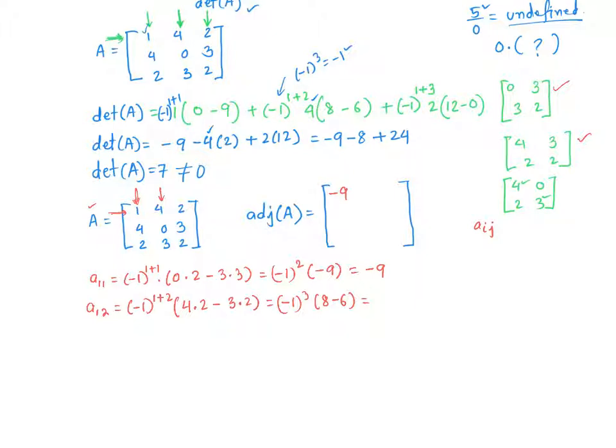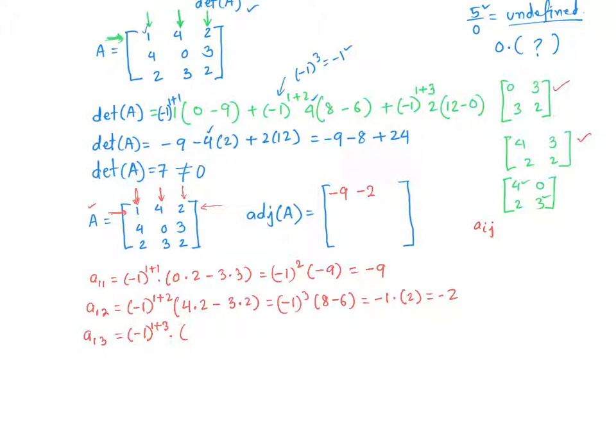Now negative 1 whole cubed is just negative 1, right? Times 8 minus 6 is 2, that's going to give you negative 2. So the second entry is going to be negative 2. Similarly, the third entry, A13, is going to be negative 1 raised to the power 1 plus 3, right? Times the determinant of the matrix 4, 0, 2, 3. That's the matrix we get by ignoring the first row and the third column.